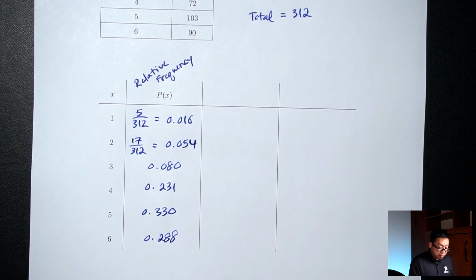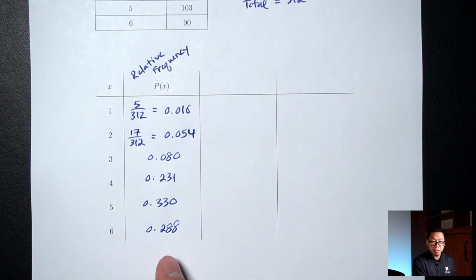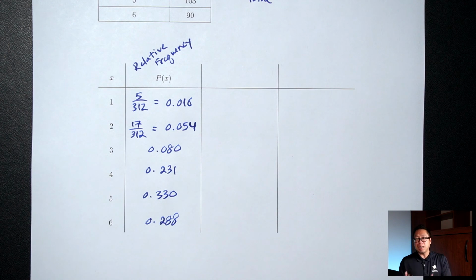Now, because we round it, when you add these up, you might not get exactly 1, but you'll get something close. Now that we have the probabilities, we can now find the mean and standard deviation the same way we did it on the previous example.